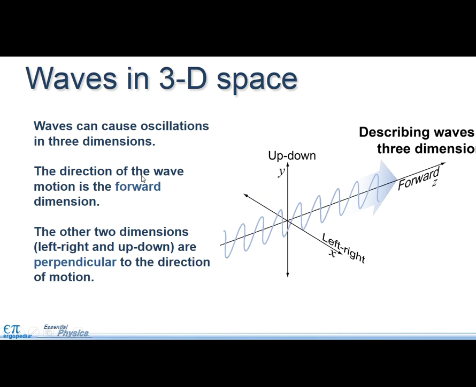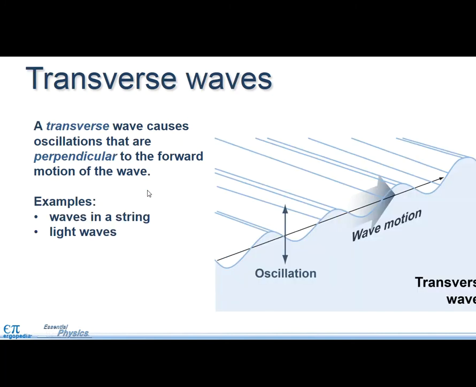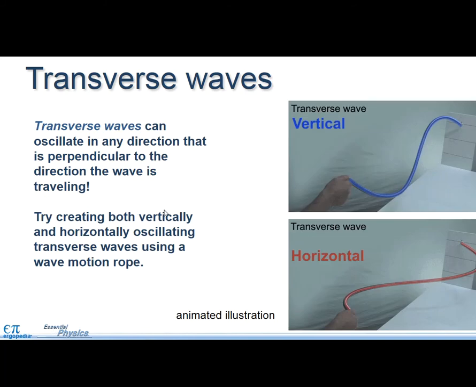In 3D, we can think about the waves moving forward. I'm going to just skip through this right now. Transverse waves, of course, we've talked about. Examples are waves on a string. Light waves also are a kind of transverse wave because the electric field is pointed up and down while the wave moves from left to right. And we'll talk more about that in the future.